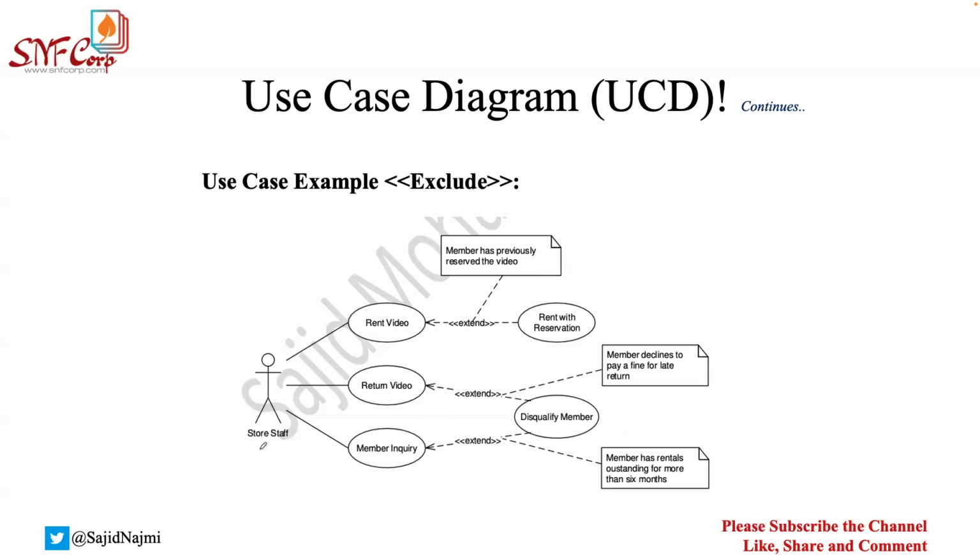Similarly, the storage service is doing a member inquiry and deciding to disqualify the member, right? A member has the member ID number or phone number, whatever. If he did some inquiry, he found that member, and then he decided to disqualify because either of these two is happening. Probably a member has declined to pay the fee, or the member has rentals overdue for more than 6 months. So the person can decide to disqualify them. Any questions on this one? No, not really. Okay.